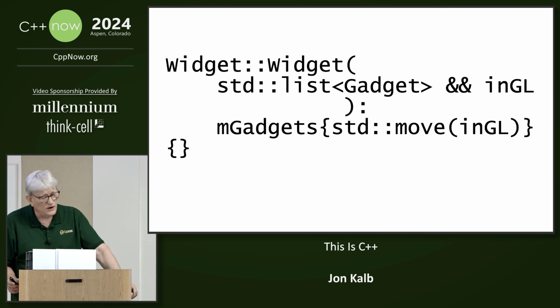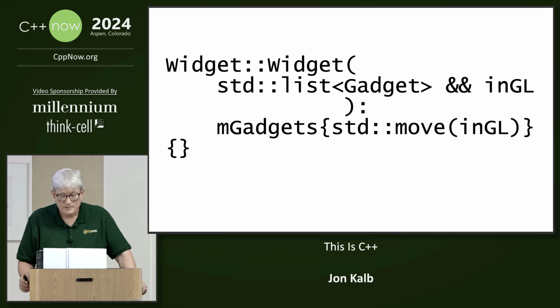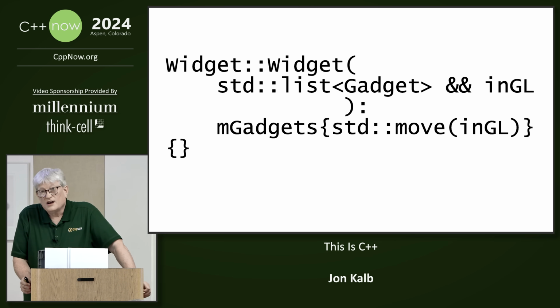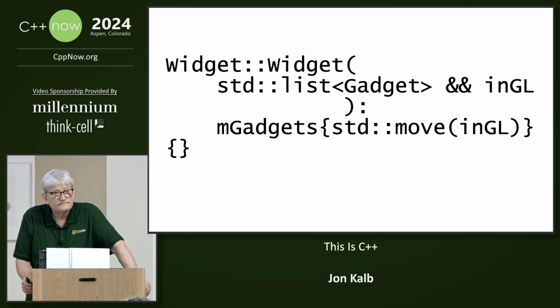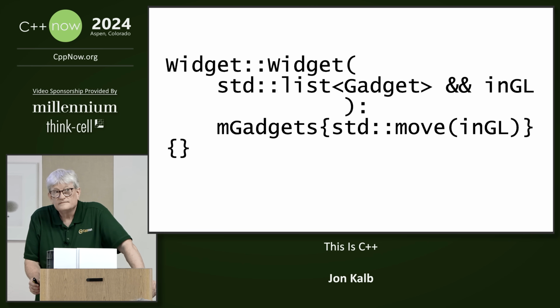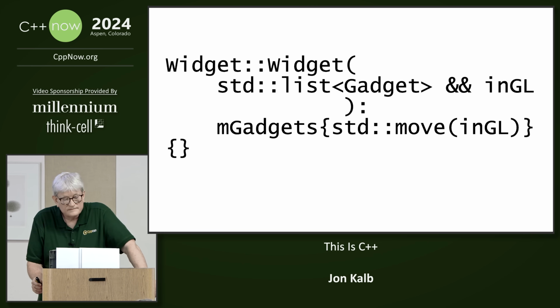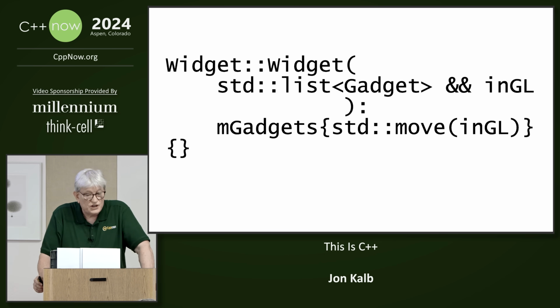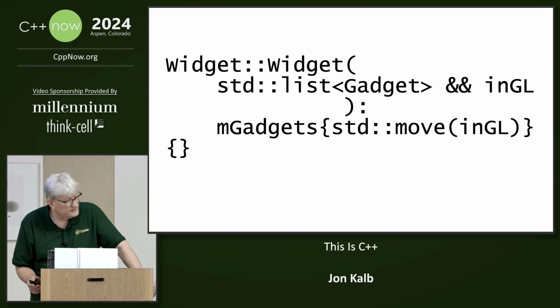All right, so what do we know about the list move constructor? Is it a constant time operation? Is it inexpensive? Is it non-throwing? Move operations should be cheap, constant time, and non-throwing.